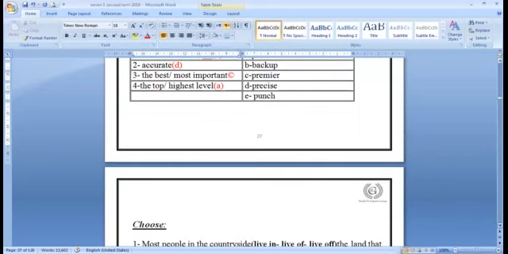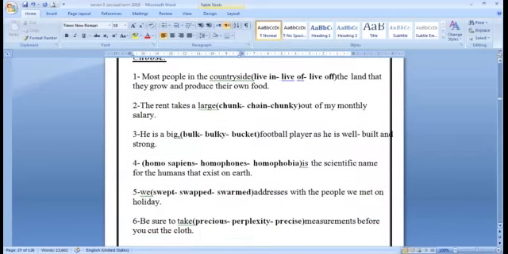Okay, guys. Now we're gonna answer the following question: choose the most appropriate answer from these choices. Number one: most people living in the countryside live off the land that they grow and produce their own food. So of course the answer here is "live off". The word "live off" means they depend on what they grow on their lands.